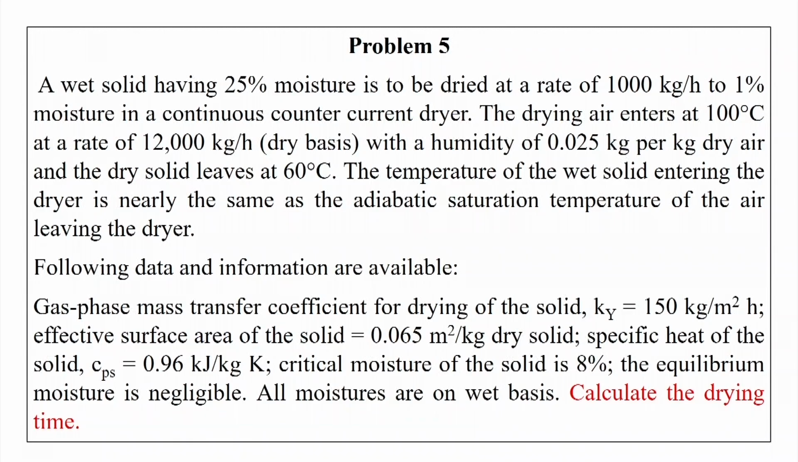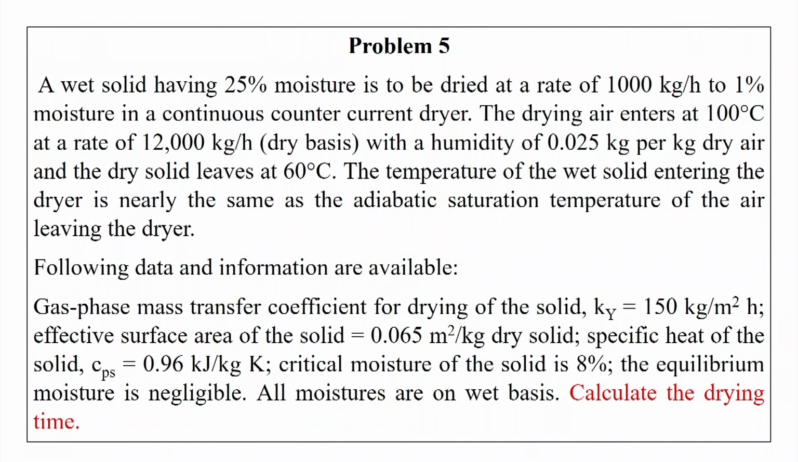We can assume the following data and information are also available for this drying operation. The gas phase mass transfer coefficient for drying of the solid, K y, is 150 kg per meter square hour. The effective surface area, A prime, is equal to 0.065 meter square per kg. The specific heat, C p s, of the solid is 0.96 kJ per kg Kelvin, and the critical moisture of the solid is 8%. The equilibrium moisture is negligible. All moistures are on the weight basis. We need to calculate the drying time.